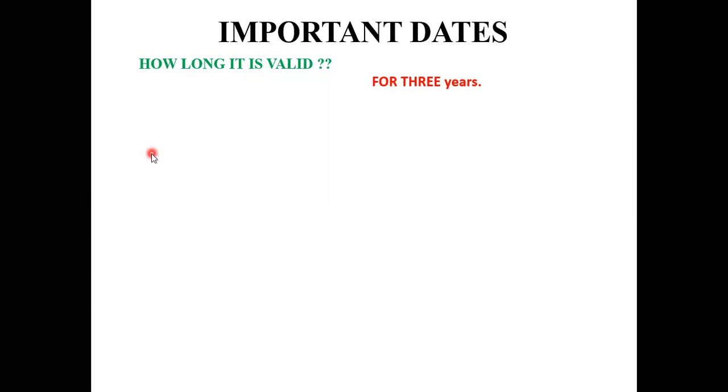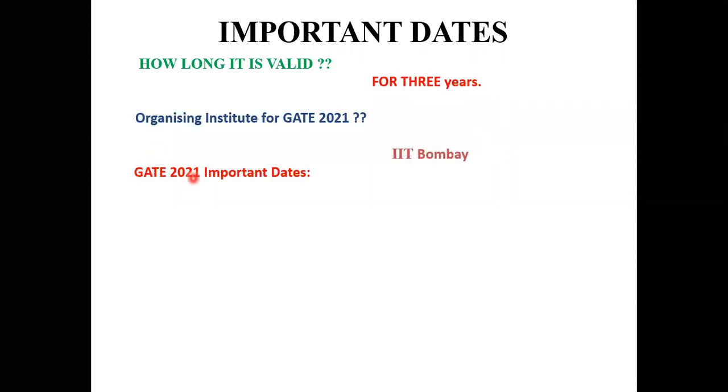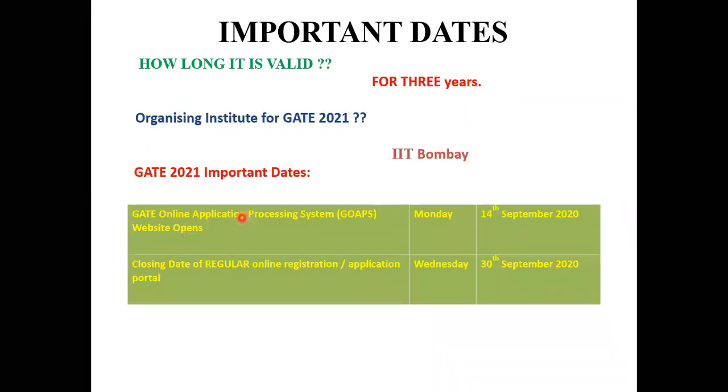And next one is the organizing institute for GATE 2021. In each and every year, only one institute is going to organize. Who is going to organize in 2021 is IIT Bombay. And the next one is important dates, the opening of the application and the closing of the application. According to the official information, the application will be open from 14th September and it is going to end by the 30th September. Remember these dates.